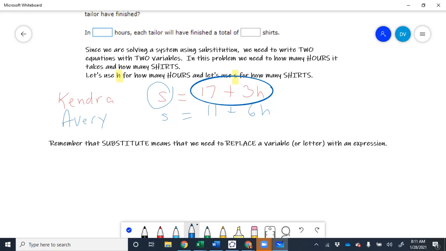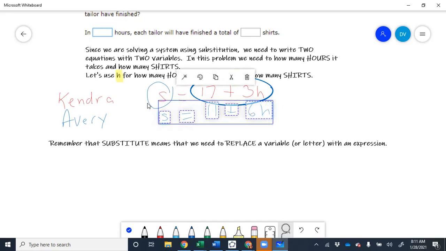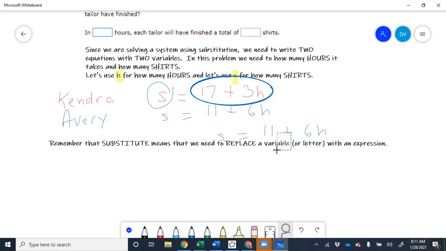So now we're going to go to the other equation. I'm going to write it down again here.